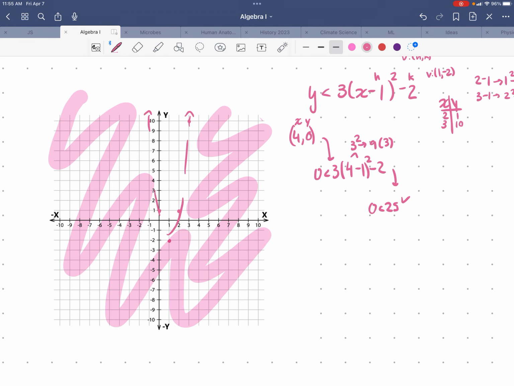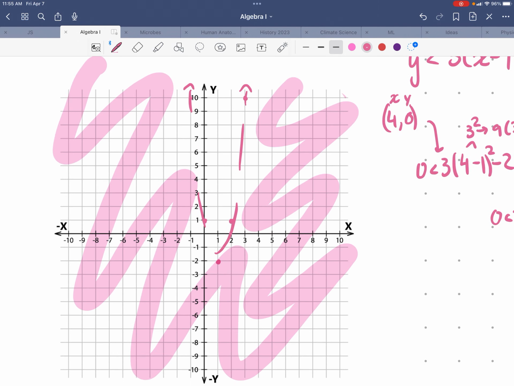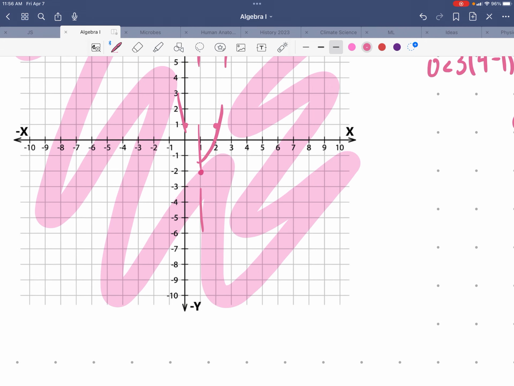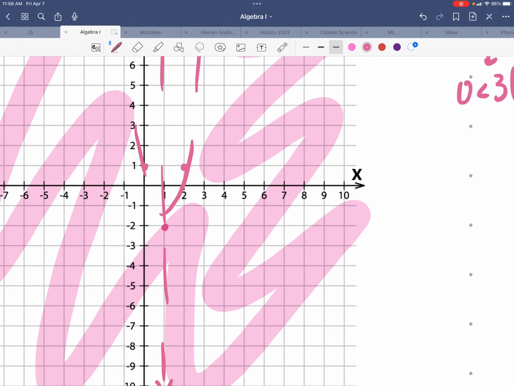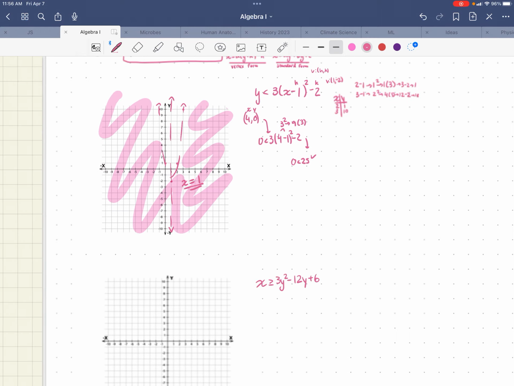And finally, for the axis of symmetry, since our equation is quadratic in the x, our axis of symmetry will penetrate the x-axis. So therefore, it will be going down in a straight line along the vertex. So therefore, our axis of symmetry, where it penetrates the x-axis, is 1. So therefore, x equals 1.